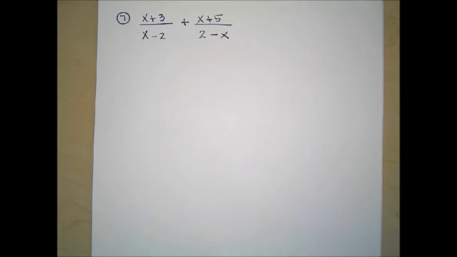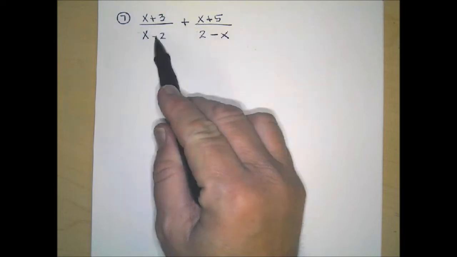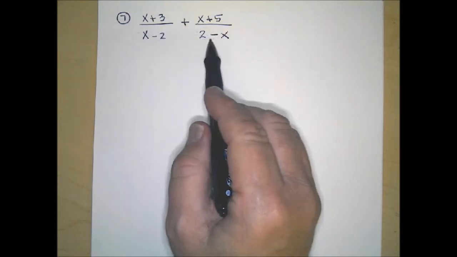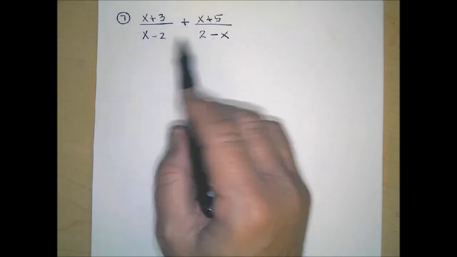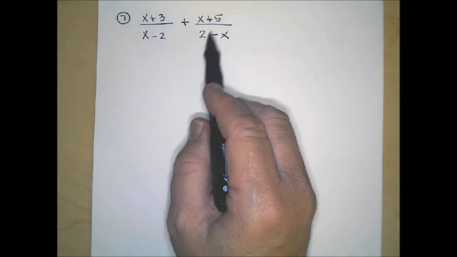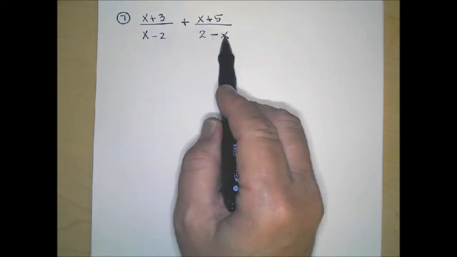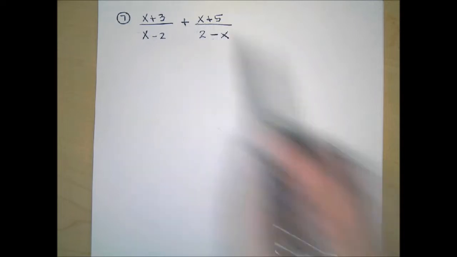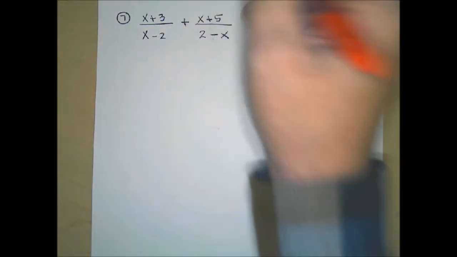Problem 7 presents us with a little problem due to the fact that it is an addition problem. So I do need to have common denominators, and right now I don't have common denominators. But they're pretty close to being the same. All it's going to take is one step. The only thing I have to do to turn 2 minus x into x minus 2 is I need to multiply it by a factor of -1. So that's what I'm going to do.